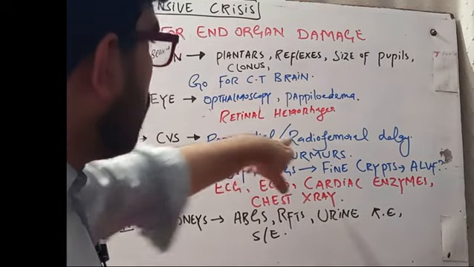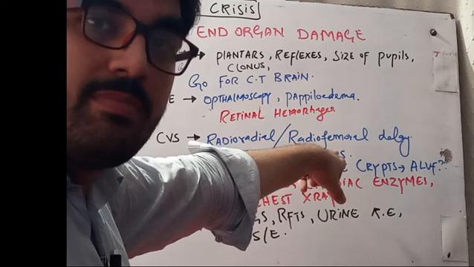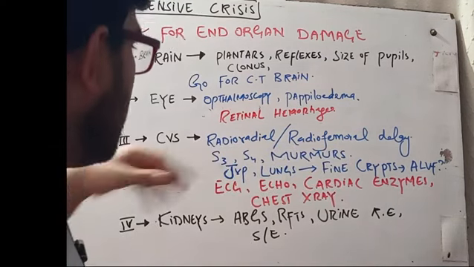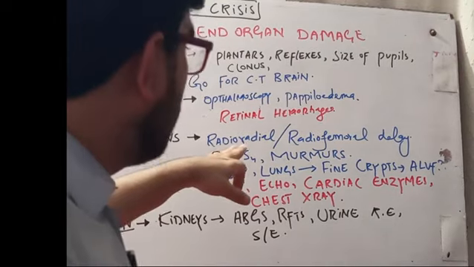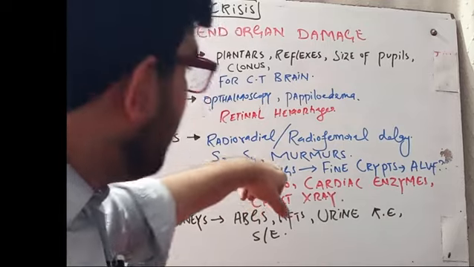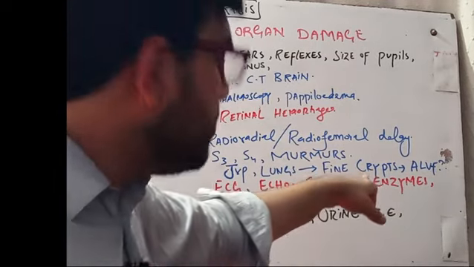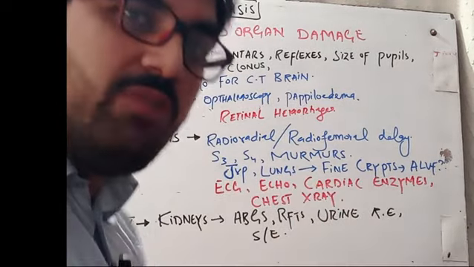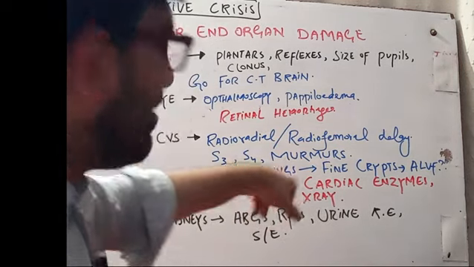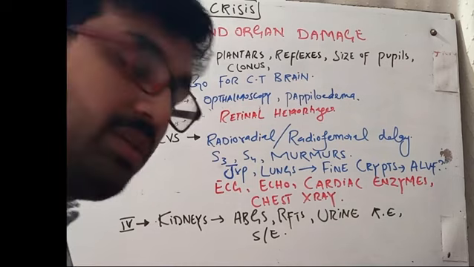For the CVS, you should look for the radiofemoral delay. In aortic dissection, there is radiofemoral delay. Look for the heart sounds, murmurs. Look for the JVP, and in the lungs, if there are fine crepitations and the JVP is raised, think about acute LVF. So you go for ECG, echo, cardiac enzyme, and chest X-ray. It will clear the picture.